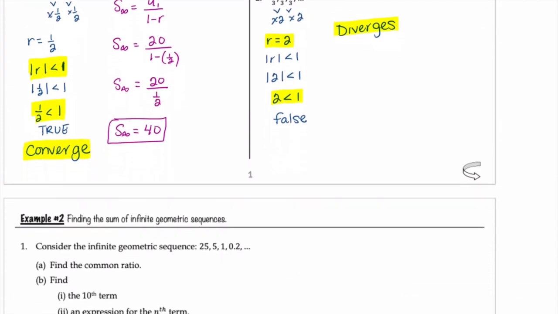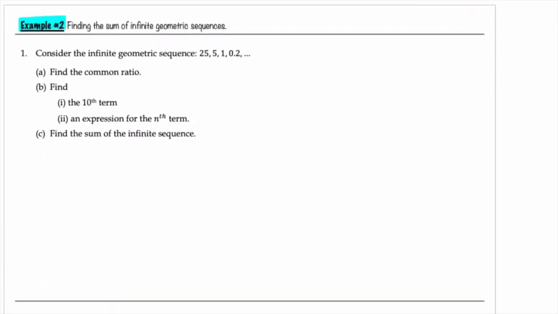Let's look at example number 2. Example 2, finding the sum of an infinite geometric sequence. So it says, consider the infinite geometric sequence. Part A, find the common ratio. Part B, find the 10th term and an expression for the nth term. And part C, find the sum of the infinite sequence. So let's start off with the common ratio, which is easy. So I get the common ratio is equal to 1/5. I know that this will converge.